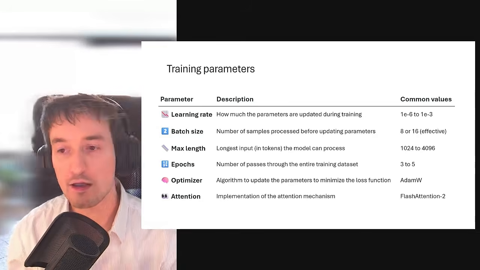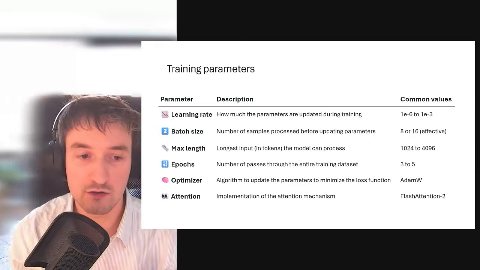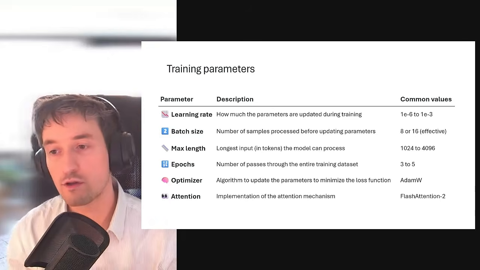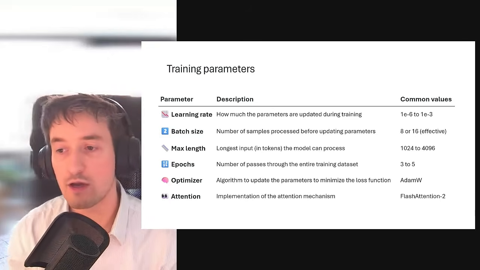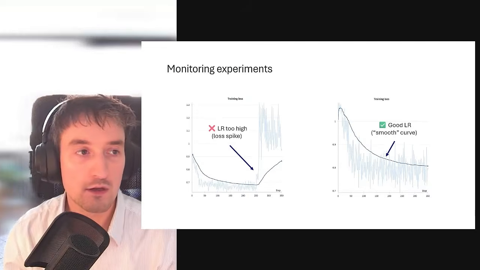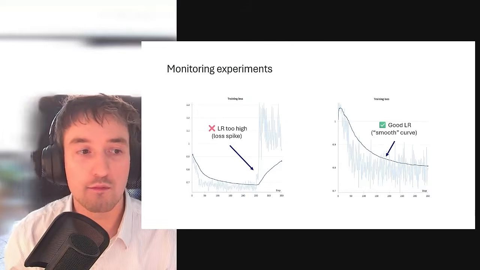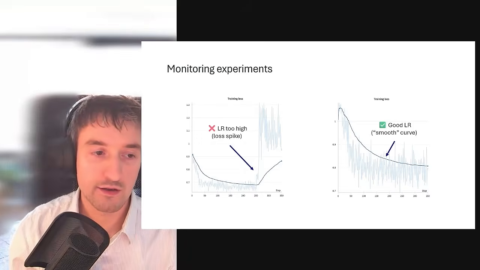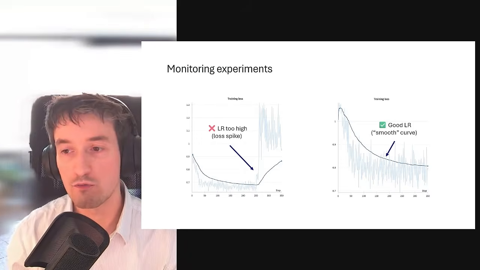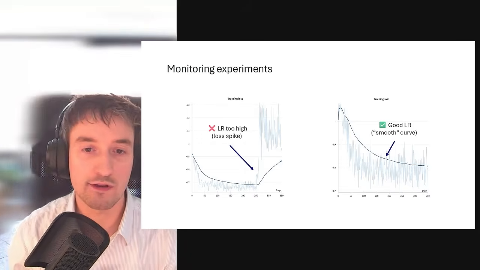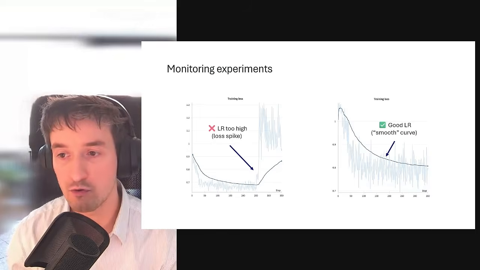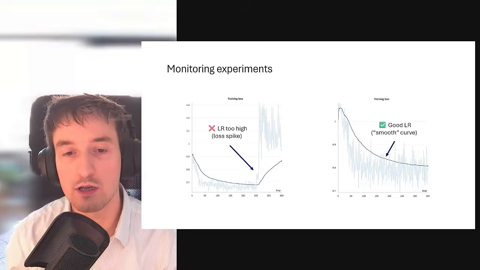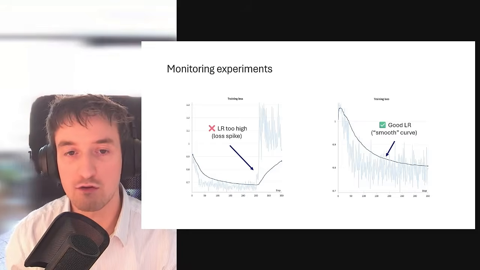Finally, optimizer and attention mechanisms are really easier to select. You want AdamW for your optimizer, and you want to use flash attention 2 or 3 as the attention mechanism. So here is an example where the learning rate is too high on the left. You see that there's a loss spike. So when you monitor your training run, this is something that is pretty obvious. On the contrary, you want your loss to be smooth and slowly decrease, like on the right.